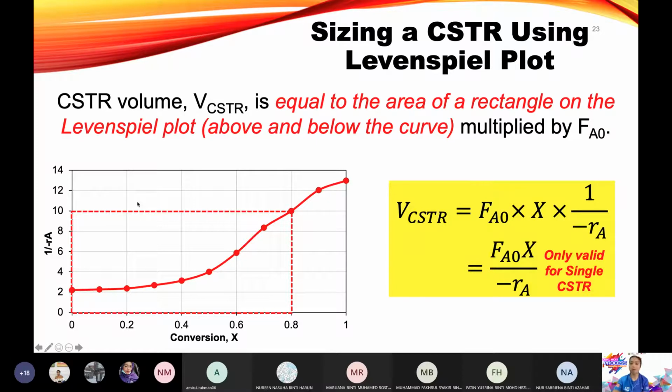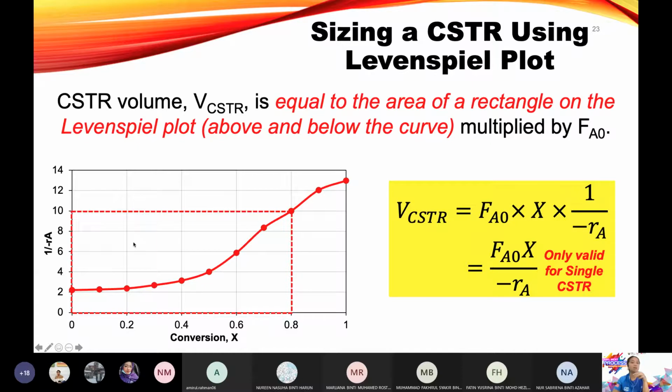Maksudnya, if you have the plot and you measure the area above and below the curve, dia adalah dia punya curve kan, ni curve dia. Yang kamu kira luas tu adalah luas di bawah curve dan luas di atas curve. So these two areas are the luas of the red box, right?